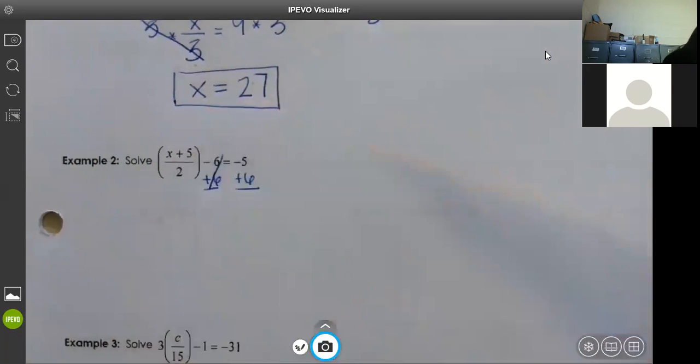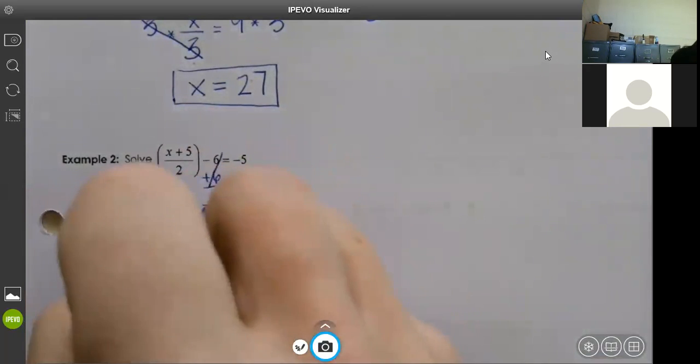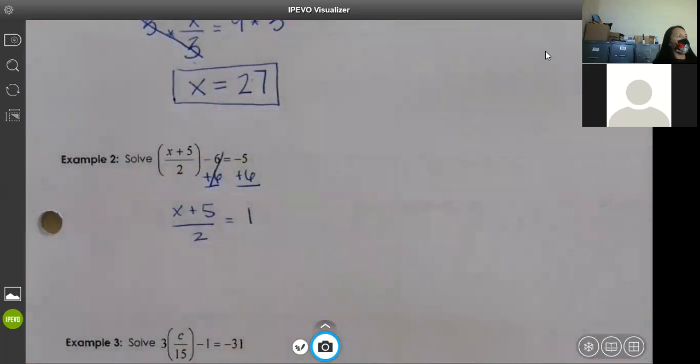All right. So we're going to subtract that. We're going to mark it out because it doesn't count anymore. They cancel each other out. And then I'm left with (x plus 5) over 2 equals 1.